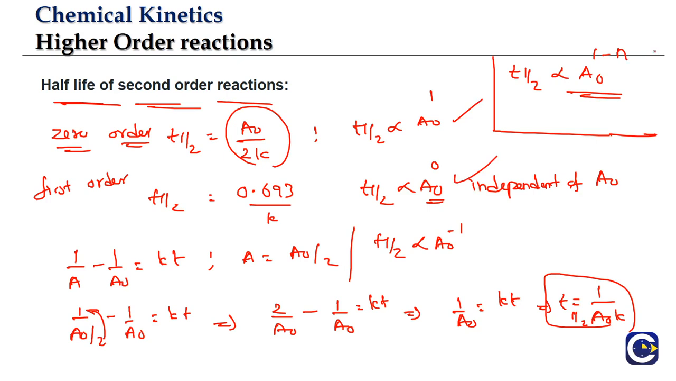For the second order, n value will be 2. So what we have is t half proportional to a naught power 1 minus 2 is minus 1. So like this, for the nth order also we can decide what is the relation between the t half value and the original concentration. So only for the first order reaction, t half will be independent of the original concentration.